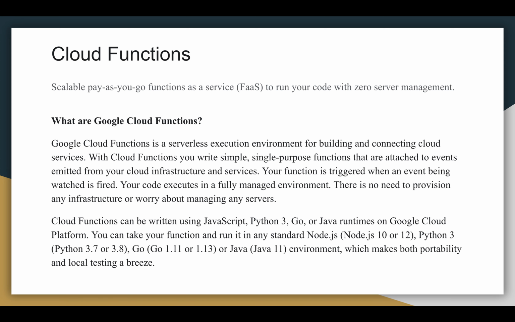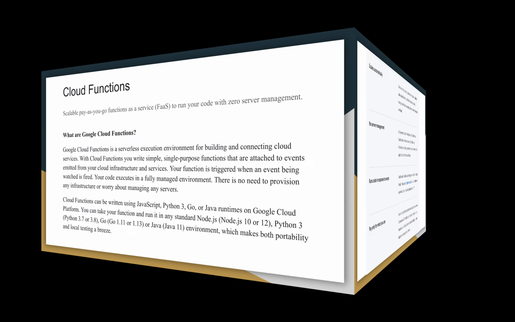Cloud functions can be written using JavaScript, Python 3, Go, or Java runtimes on Google Cloud Platform. We can take our functions and run them in any standard Node.js 10 or 12, Python 3.7 or 3.8, Go 1.11 or 1.13, or Java 11 environment, which makes both portability and local testing a breeze.